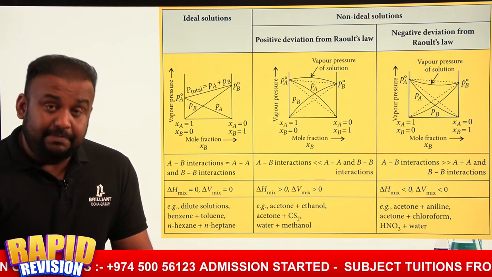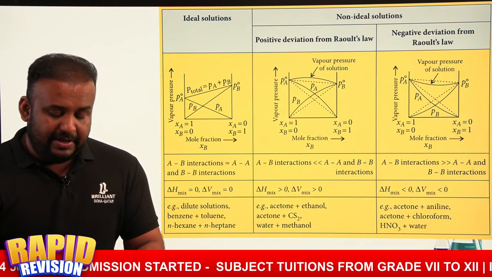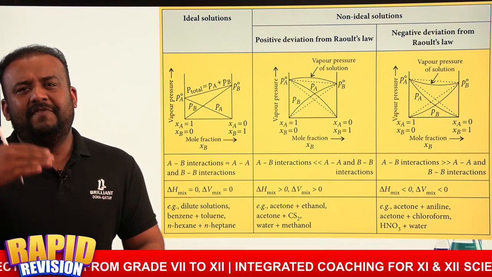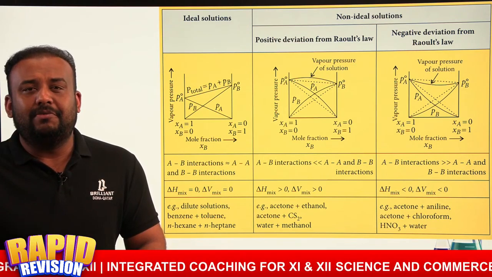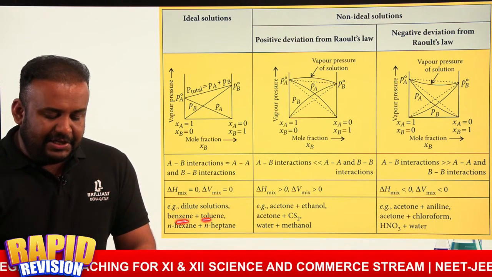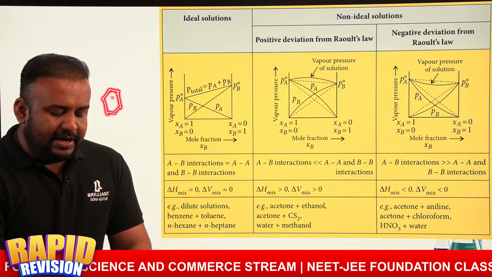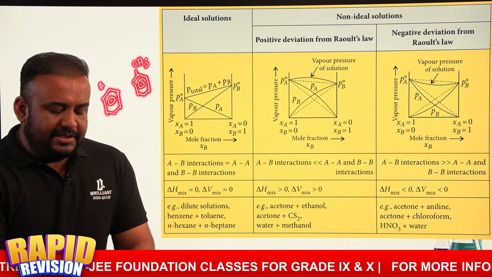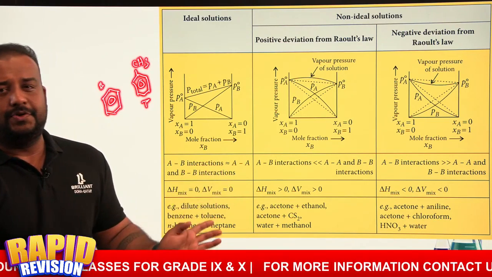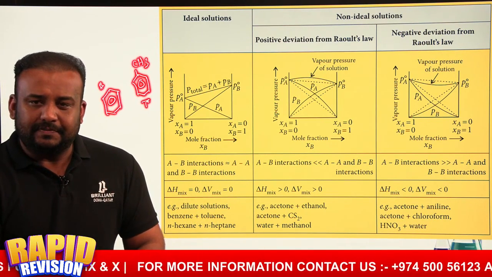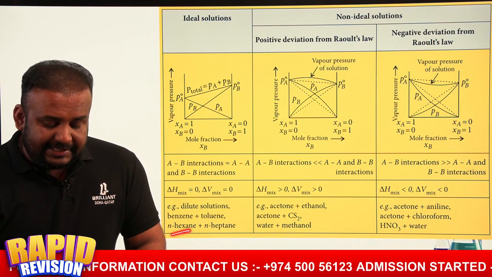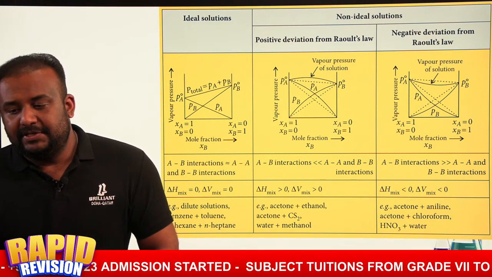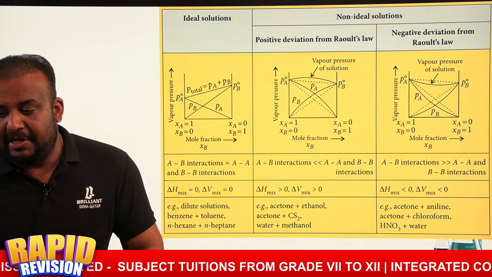And dear students, please remember the examples of solutions which behave ideally. It's very easy. They should be very close molecules, structurally not much different. Look at this, benzene and toluene. Benzene and toluene differ only in a CH2 group. This is benzene and this is toluene. So when you mix these two, you get a nearly ideal solution. Similarly, n-hexane and n-heptane are also examples of ideal solutions. So everybody understood the meaning.